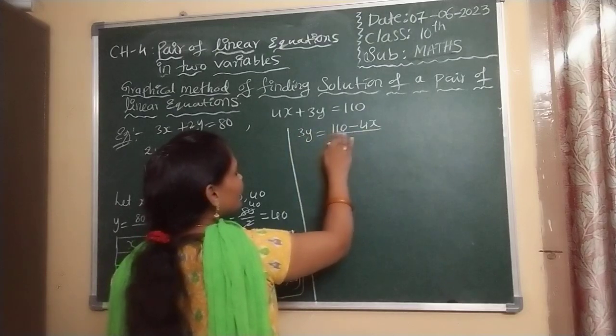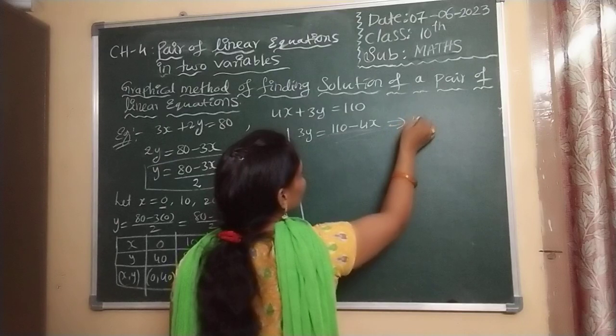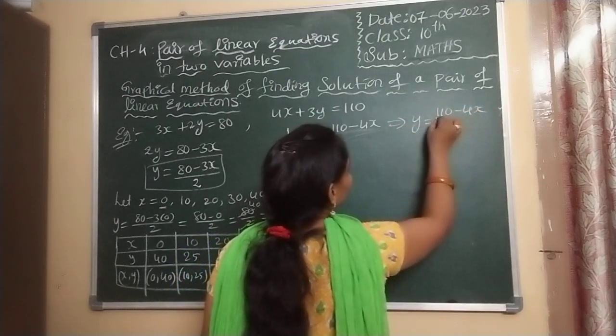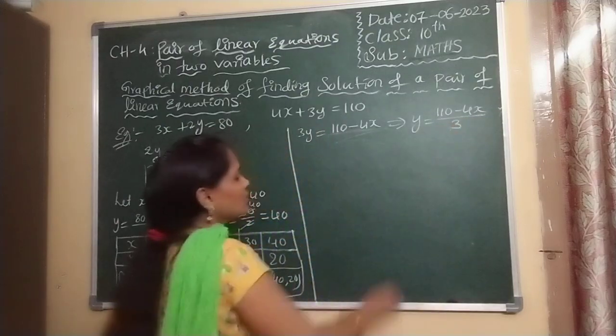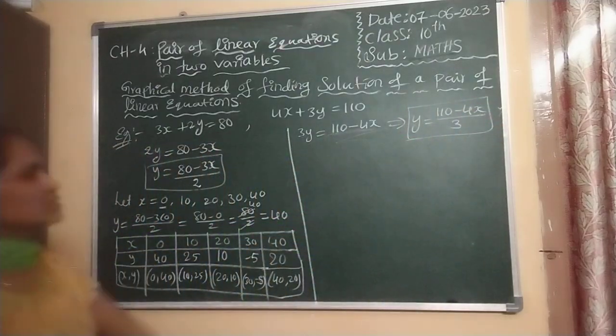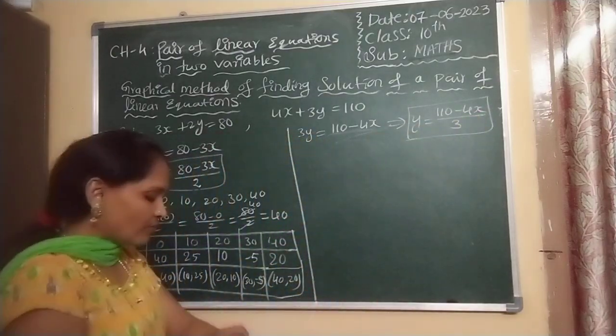If you write directly, it will become division. Okay, next step, I am going to write y is equal to 4x divided by 3. This is the y value. Right? Now, by substituting the x value, you will get the y value. How will you get the y value?